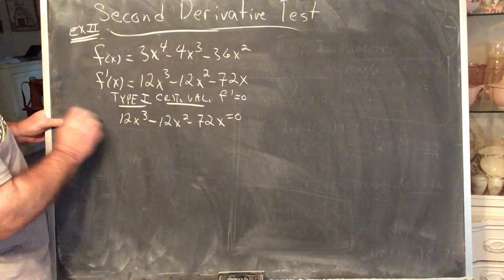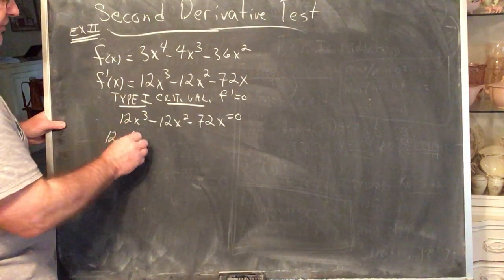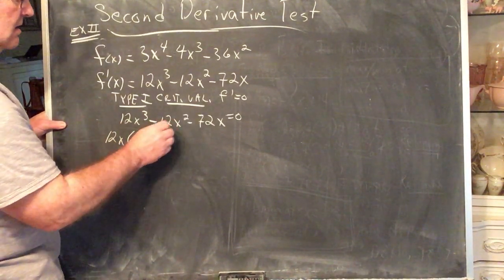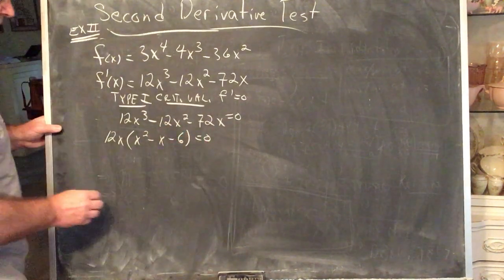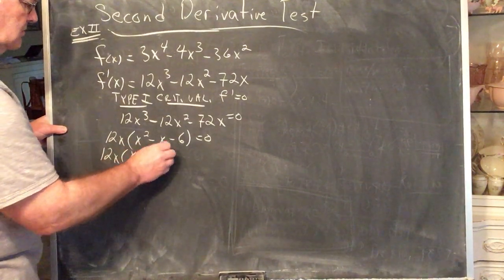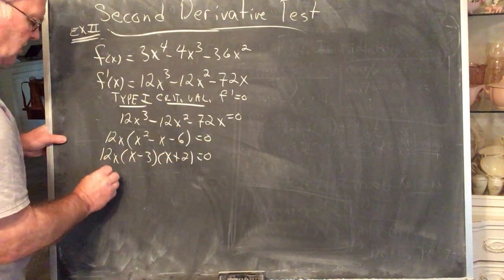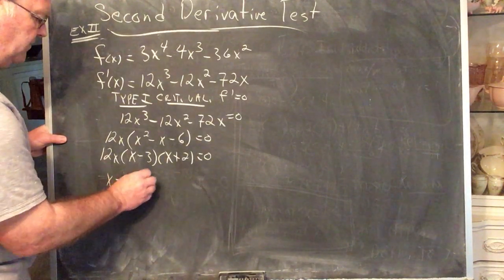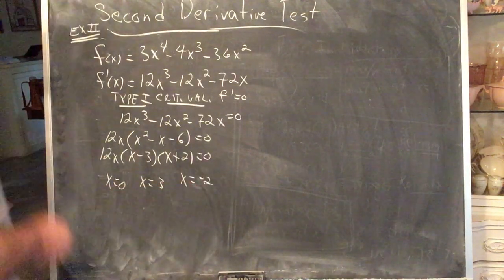Set that to 0. What we're going to do is factor out 12x, does that look right? Leaving behind x to the second minus x to the first minus 6. And so our critical values are x equals 0, x equals 3, and x equals negative 2.